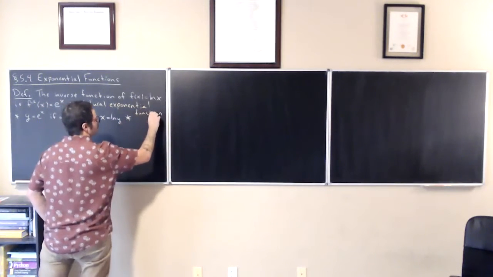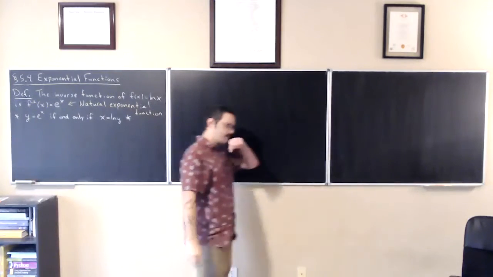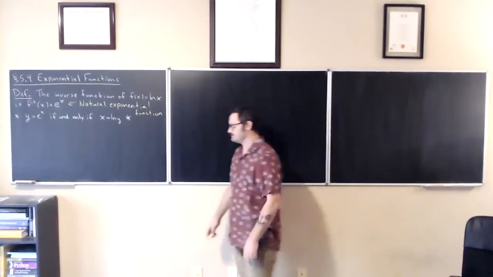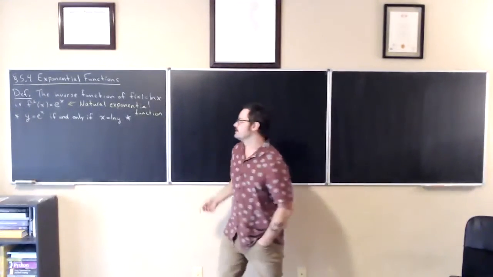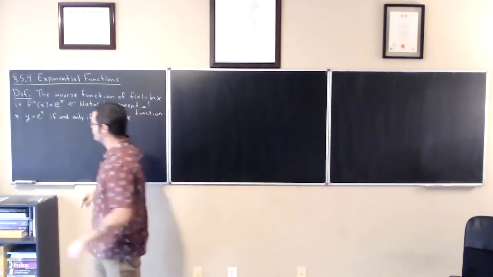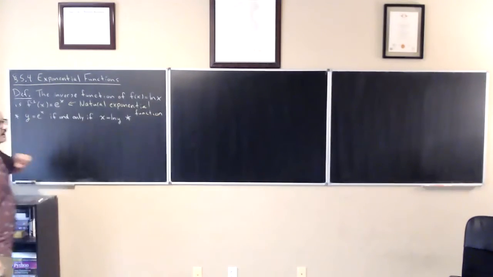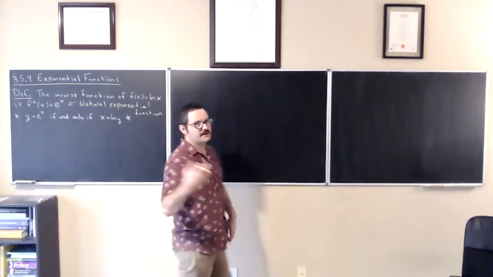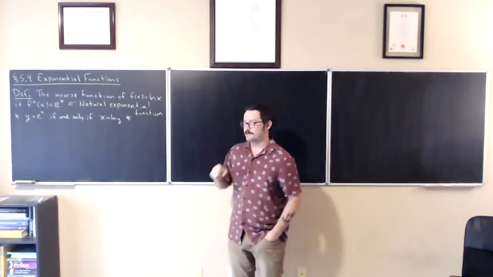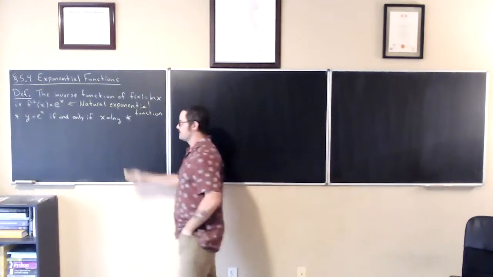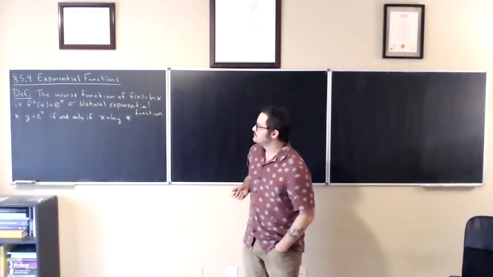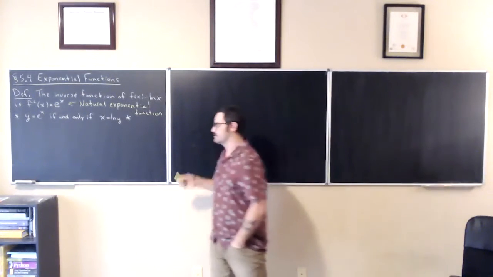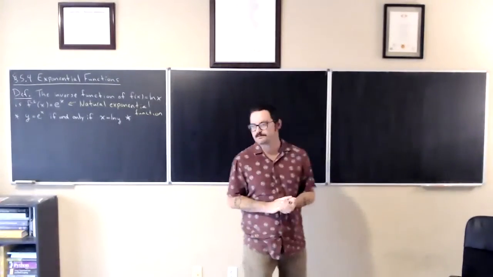ln x is the natural logarithmic function, and e to the power x is the natural exponential function. Now, by definition of being inverses of each other, we have this very important property here that y equals e to the power x if and only if x is equal to natural log of y. Okay, so this is basically a restatement of these being inverses of each other, together with the properties of natural logarithms.